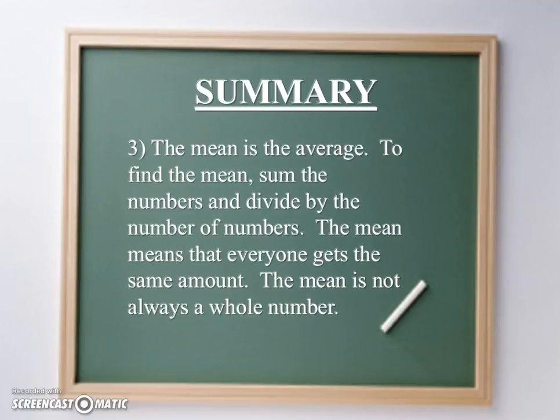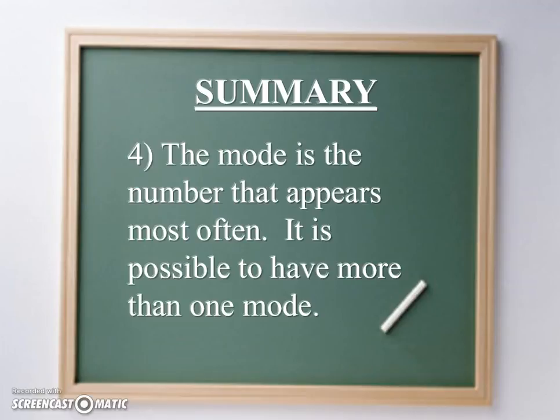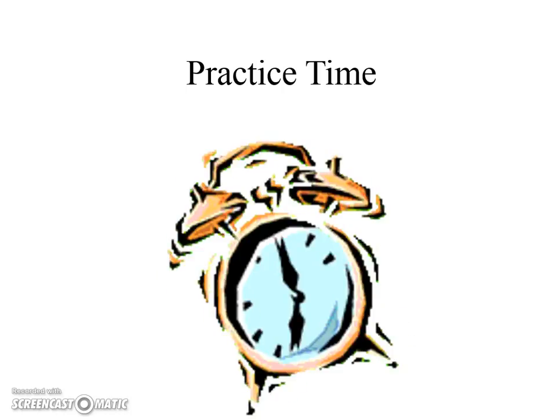The mean is the average. So to find the mean, we would take the sum of all the numbers we have in our data set and divide by that number of numbers. The mean means that everybody gets the same amount. The mean is not always a whole number. The mode is the number that appears most often. It is possible to have more than one mode. It's also possible to have no modes.